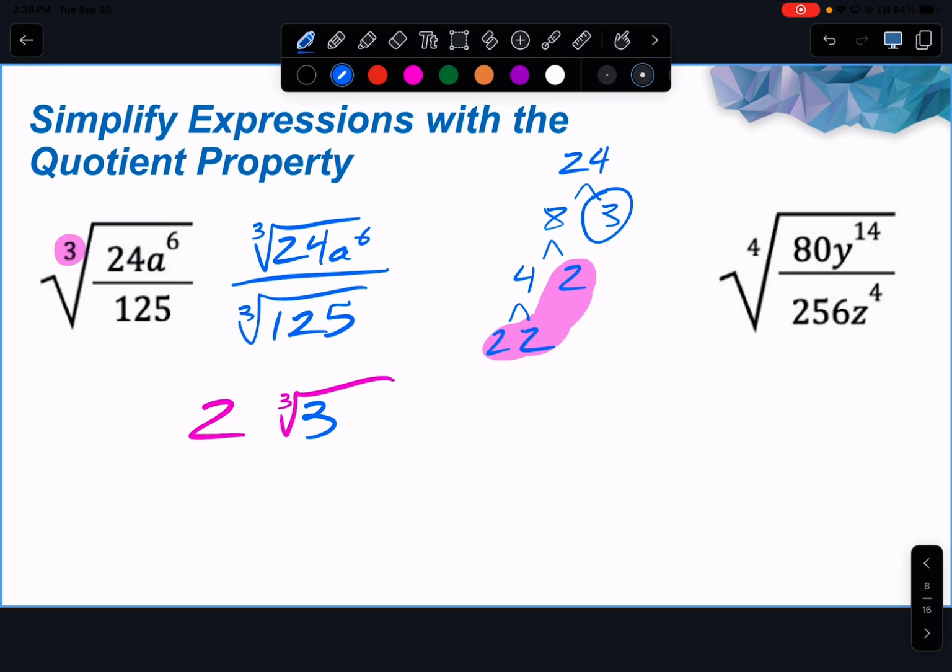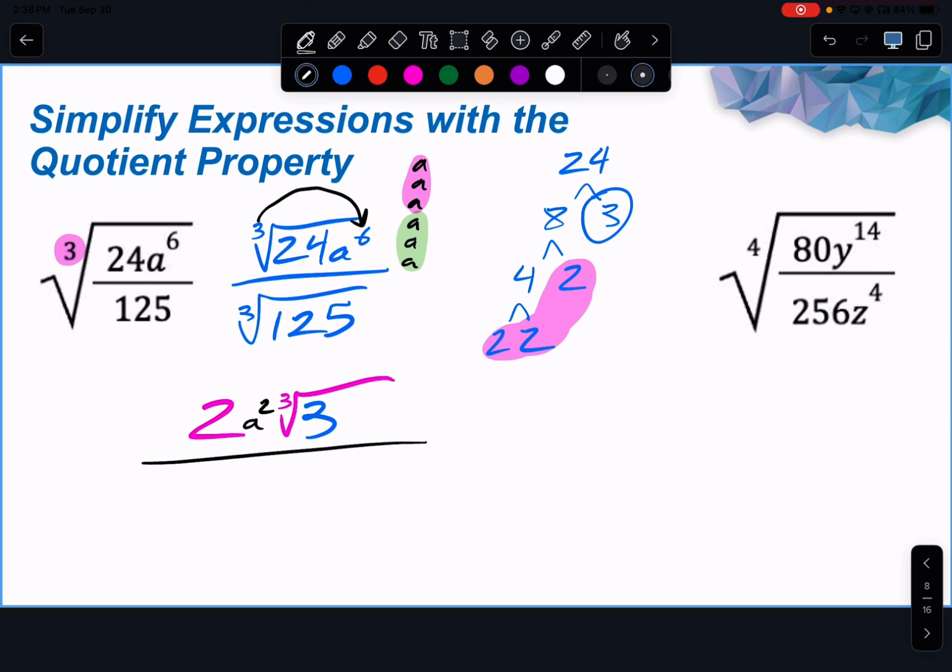Okay, now we're going to do the a's. So how many times does a go into 6, or 3 go into 6? 2 times. Remember what we're doing, 1, 2, 3, 4, 5. There's 6 a's right there. That's a to the 6th, right? We're looking for groups of 3. So there's a group of 3 right there. There's a group of 3 right there. How many groups did we make? 2. Are there any left over? Nope. So that means we can pull all of them out of the radical. So we have a squared out here.